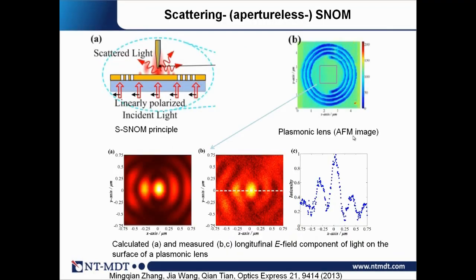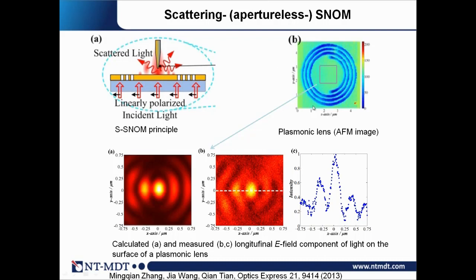This is the scattering SNOM technique. If we want to study the intensity of the localized electromagnetic field on the sample surface, we don't have to use an aperture. We can just take a metal probe, and this metal probe will locally scatter the light by the very end of the probe, and the near field light will propagate into the far field, being scattered by the tip, and if we detect this scattered light, we will be able to obtain the distribution of localized electromagnetic radiation on the sample surface with very high resolution. This is the basics of the scattering SNOM technique, and here is the corresponding experimental data.